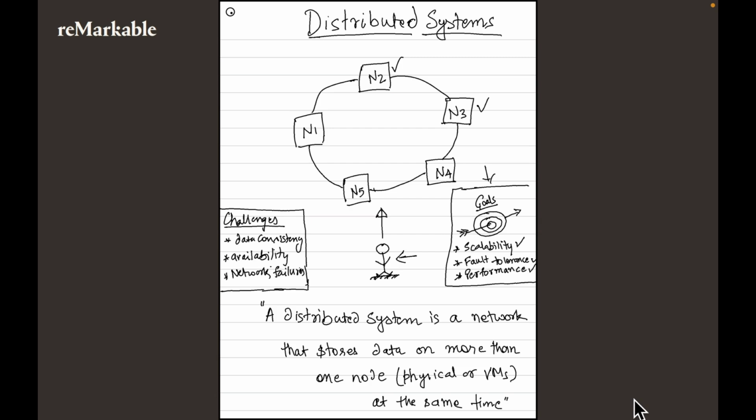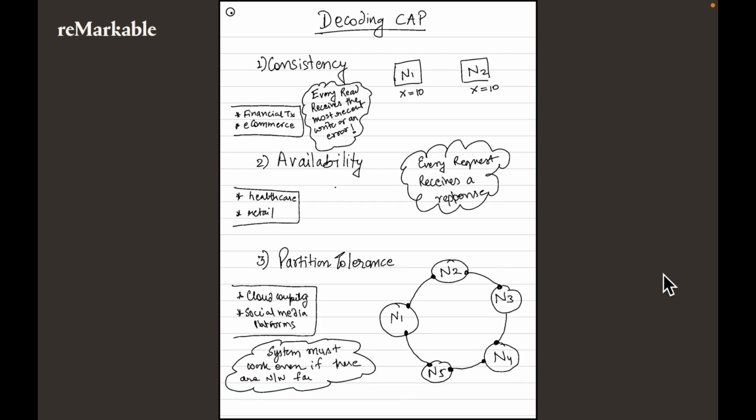But designing a distributed system is not easy, and it comes with a lot of challenges. These challenges are data consistency, availability, and network failures. And this is exactly what is also highlighted by CAP theorem. I think with this understanding, we can appreciate CAP theorem more. So let's discuss the individual components of CAP theorem.